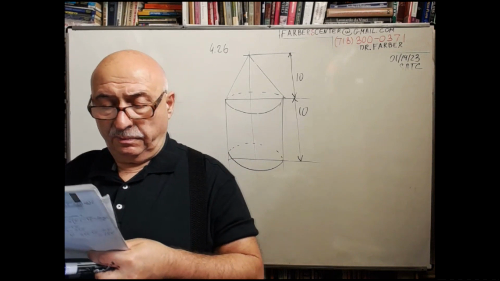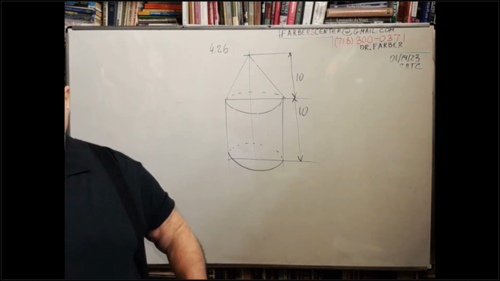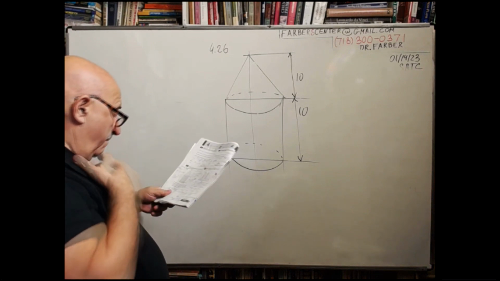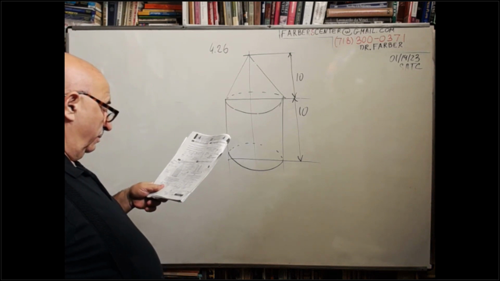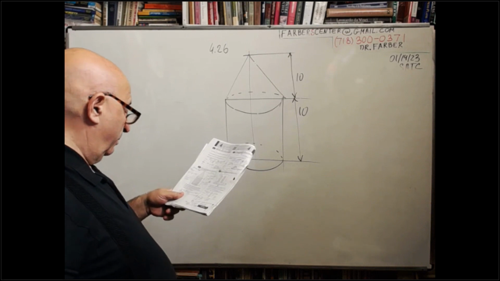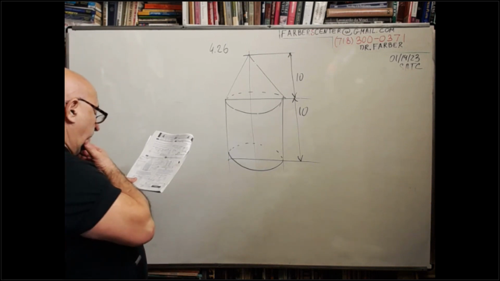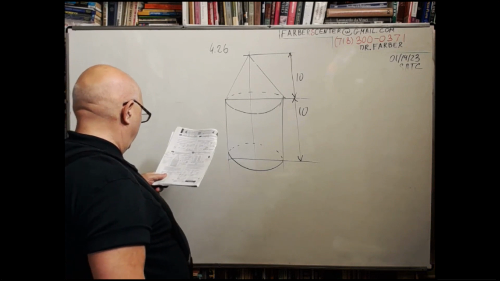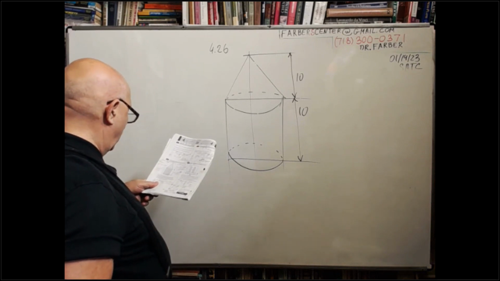426. Go ahead. The figure above shows a silo built from a right circular cone and a right circular cylinder. If the volume of the cylinder is 1911 cubic feet, what is the volume of the silo in cubic feet? Thank you.